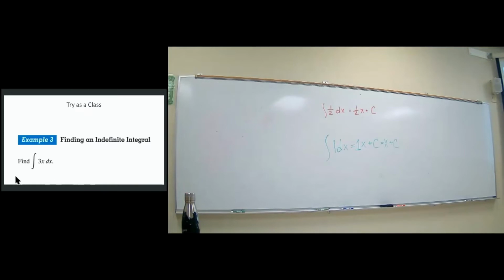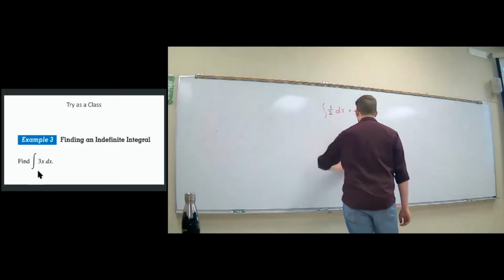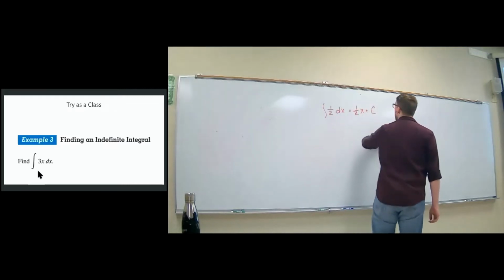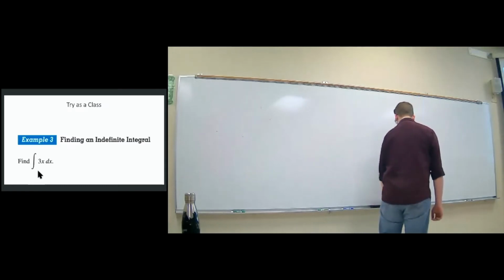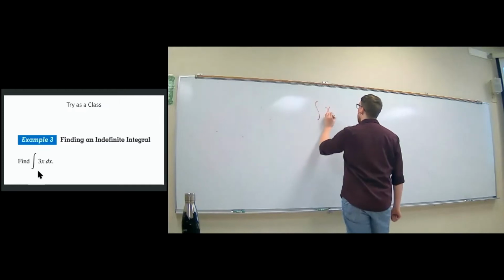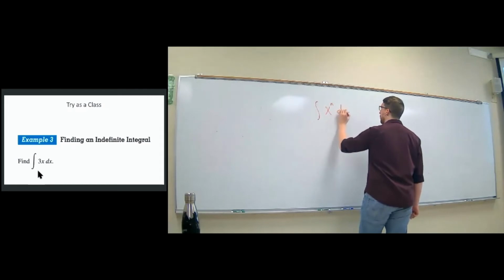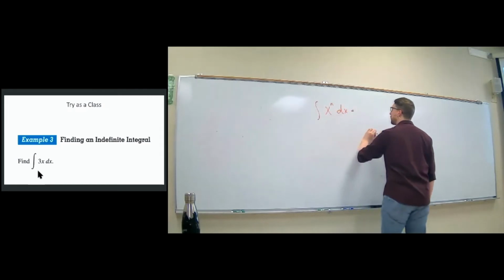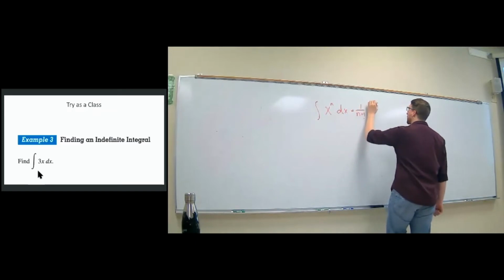So what about in this case? Now we've got our x involved. This is going to be the simple power rule for integrals, right? For the indefinite integral. Which told us that the integral of x to the n dx is equal to 1 over n plus 1 times x to the n plus 1.